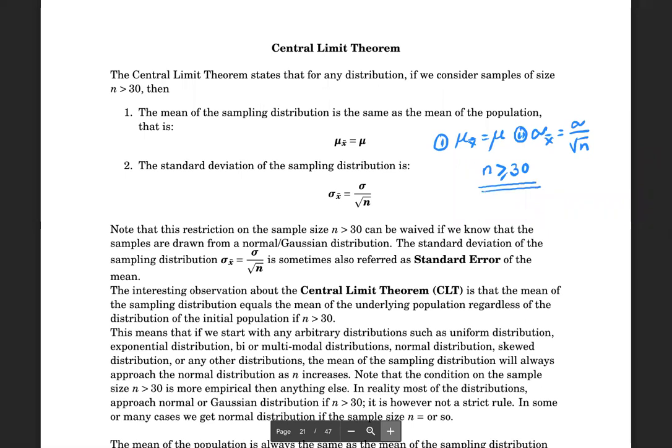However, if your sample size is less than 30, it still holds true if your initial population is normally distributed. The population from where you are collecting data or sampling, if it is bell-shaped, a normal or Gaussian distribution, then these two conclusions are going to hold true.